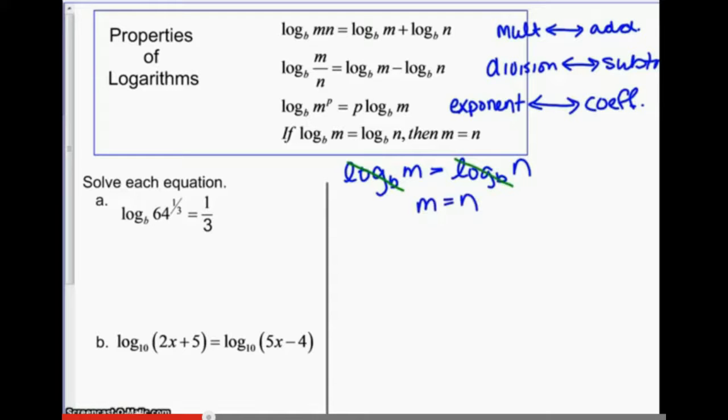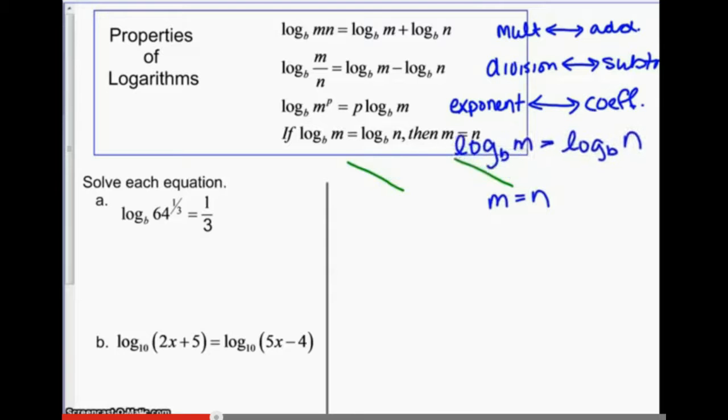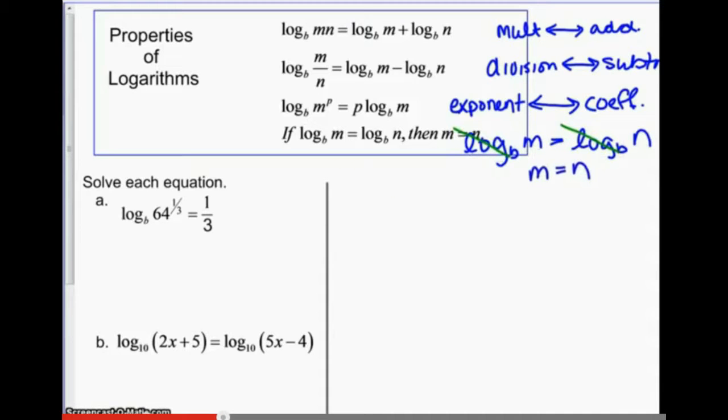And that, again, is the one that just makes sense to me. Like, oh, okay, I can get this. It's logical to me that if the log of something equals the log of something else, those two values have to be equal. So let's look at some example problems.